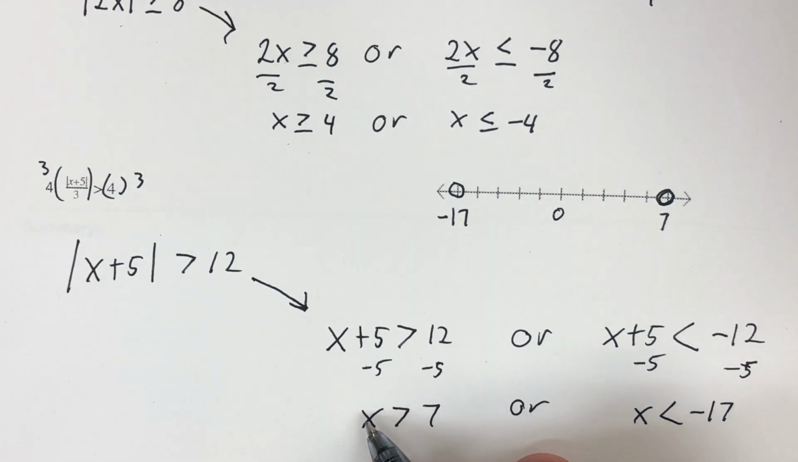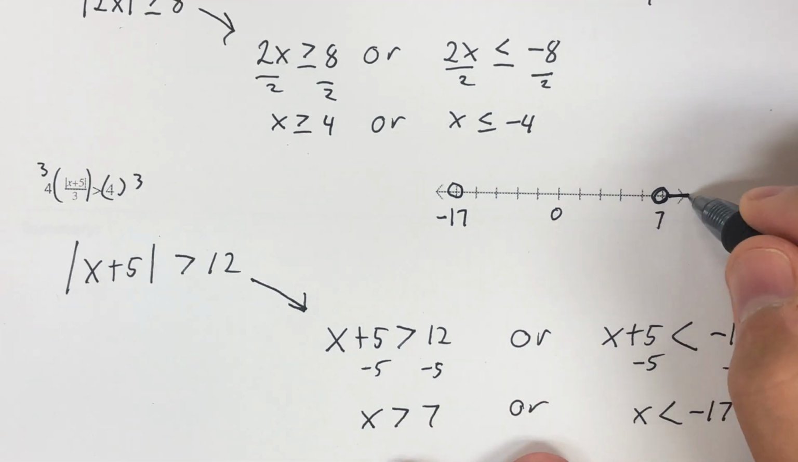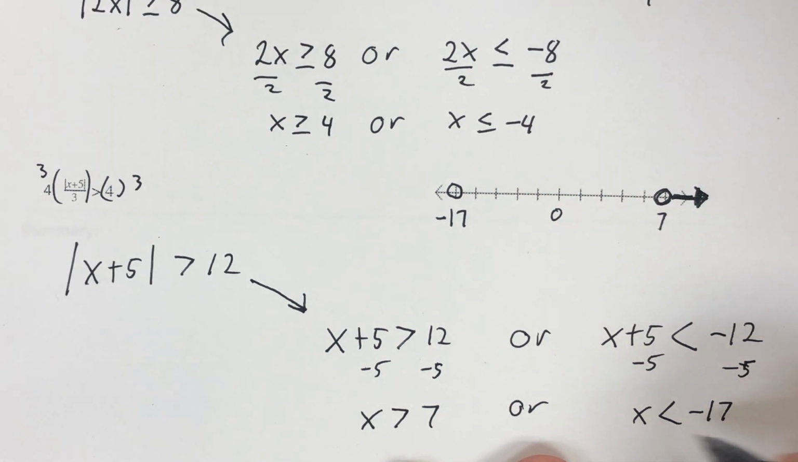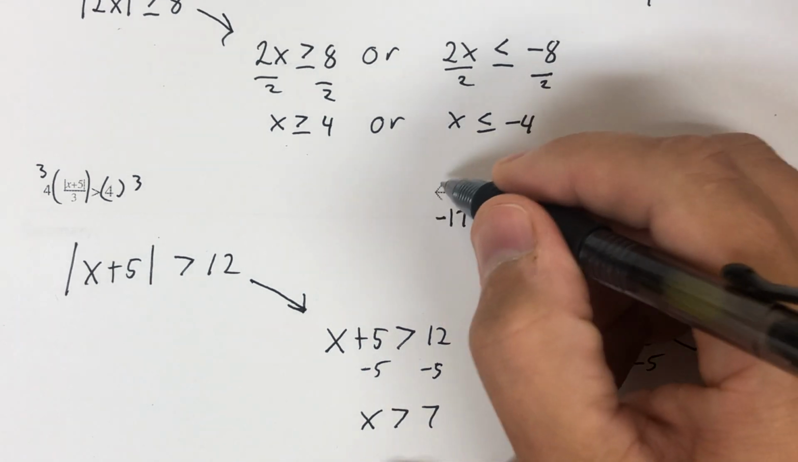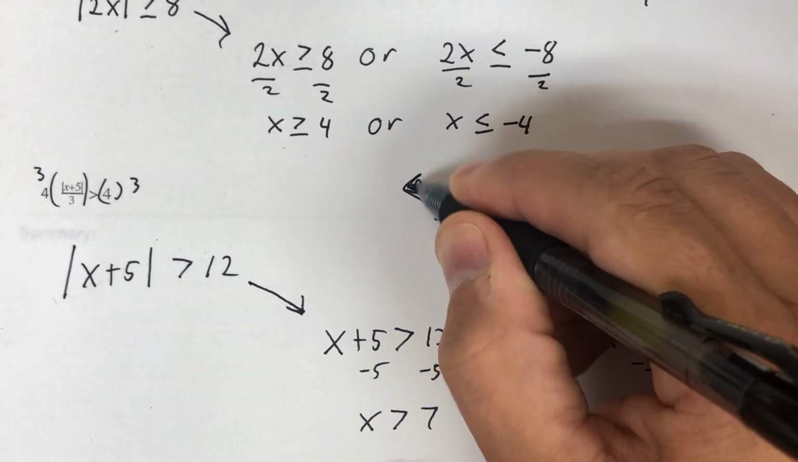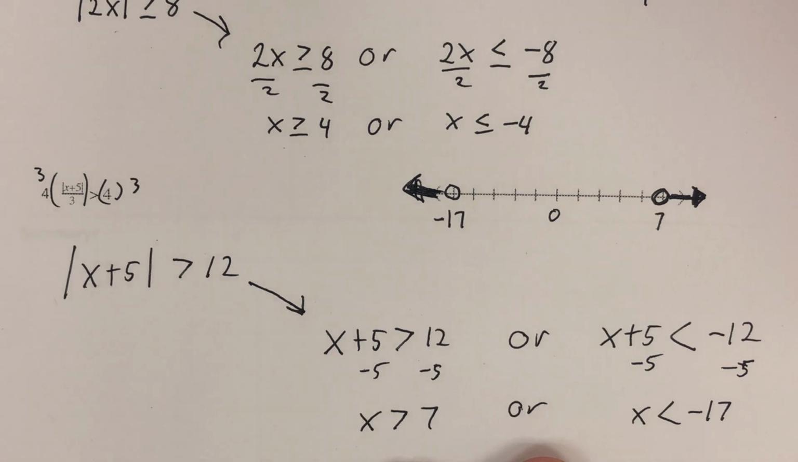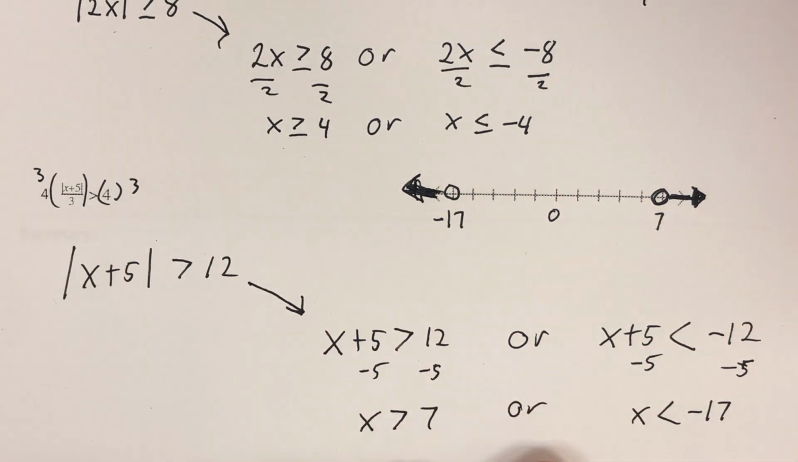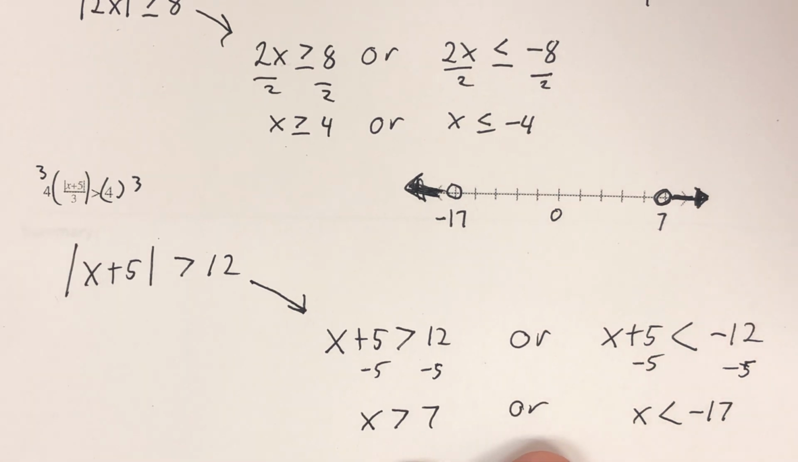At the 7, x is bigger, so it shades to the right. X is less than negative 17, so at negative 17 we're shading to the left. We have indicated all of our solutions on the graph. Any number smaller than negative 17 will satisfy the inequality, and any number bigger than 7 will also satisfy the inequality.